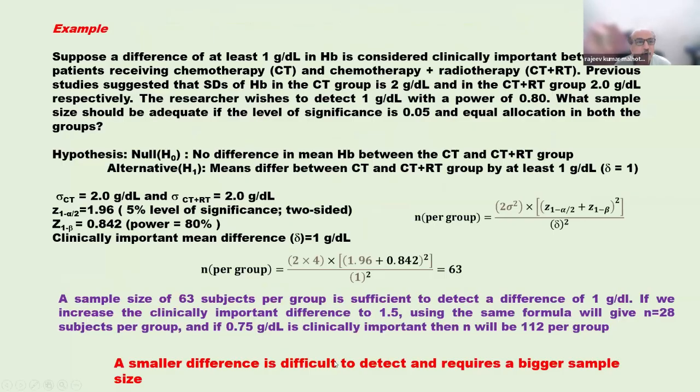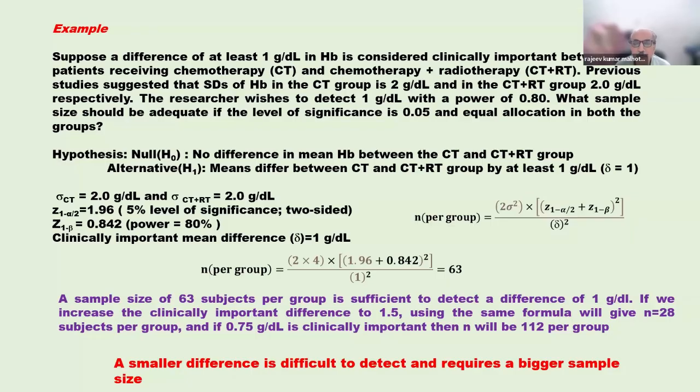I am taking this example for calculating the sample size. Suppose a difference of at least 1 gram in hemoglobin is considered a clinically important difference between the patients receiving chemotherapy and the patients receiving chemotherapy plus radiotherapy. Here there are two groups. One group is receiving chemotherapy, another is receiving chemotherapy plus radiotherapy. The previous study suggests that the SD of HB in the chemotherapy group is 2 gram per deciliter and in the CT plus RT group is also 2.0. That means both groups' standard deviations are equal.